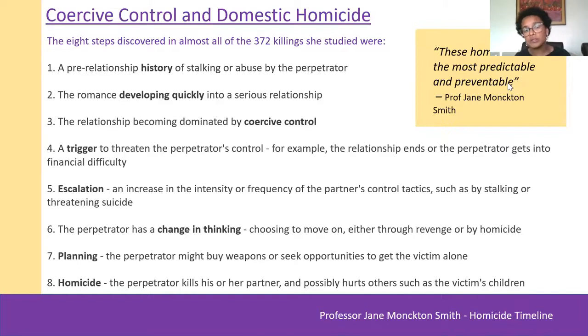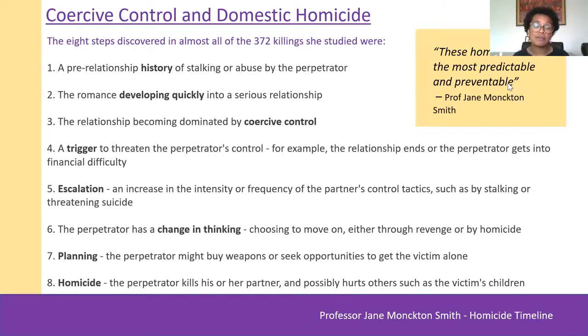And I'll come to it a bit later about how we find creative ways to talk with victims and survivors about some of these indicators that are there. So stage 5 is escalation, and that's when we see the intensity and frequency of those controlling tactics increase. So it could be an increase in stalking or an increase in threats that the perpetrator is going to kill themselves, but we see there's an escalation taking place.